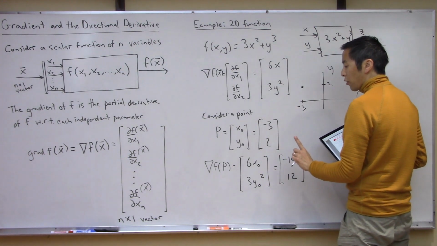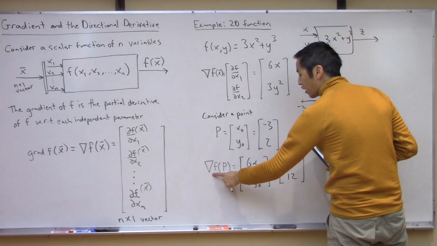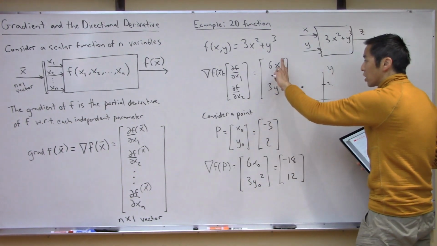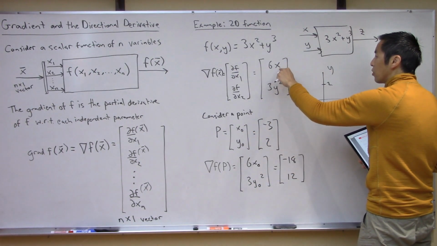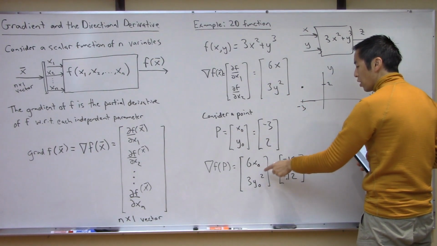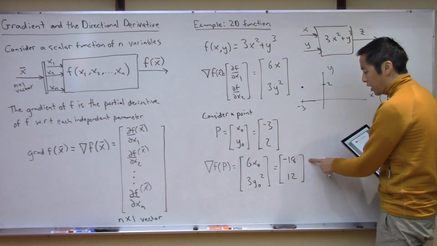And now I can ask, what is the gradient of the function at this particular point P, right? So it's just this gradient, but I'm going to look at it at a very specific x and a very specific y, namely these two values. So this is what you end up with, right? You just plug in the numbers and you get the gradient looks like this.